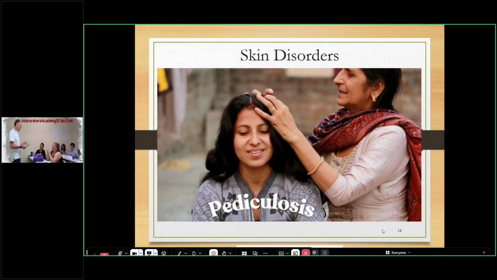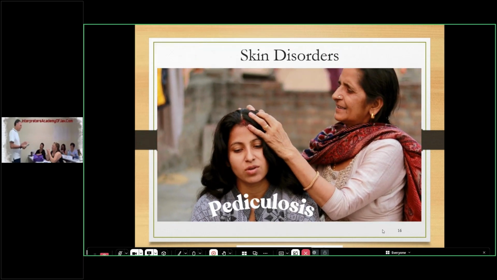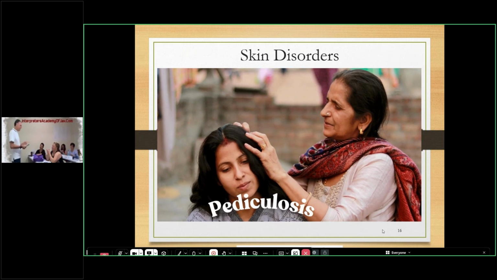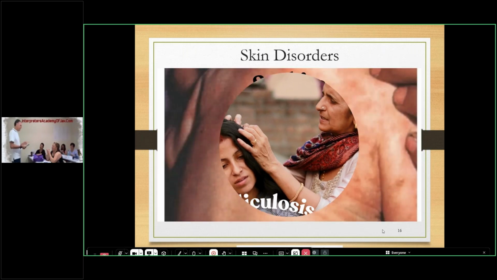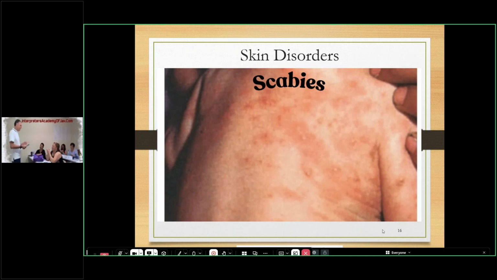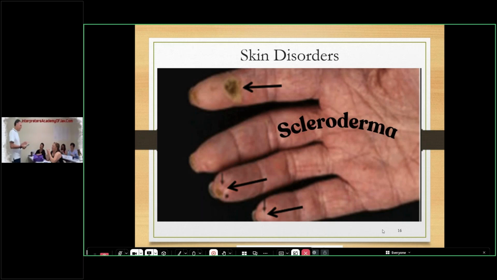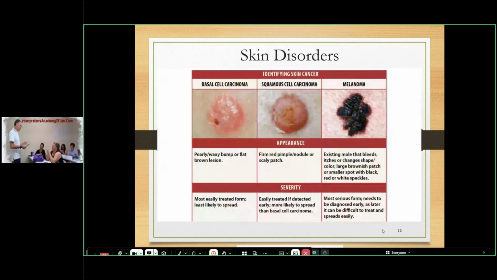Pediculosis is infestation by lice and is named for a genus of sucking lice, Pediculus. There are head lice, body lice, and pubic lice. Scabies is a contagious dermatitis caused by the itch mite that is transmitted by close contact. Scleroderma, sclero means hard, and derma, skin, is a chronic hardening and thickening of the skin. Skin cancer is any of several neoplasms of the skin, the most common and most curable malignancies.